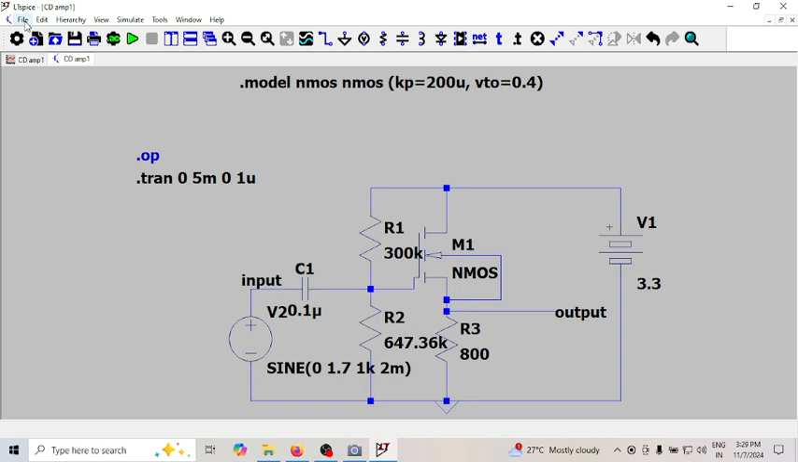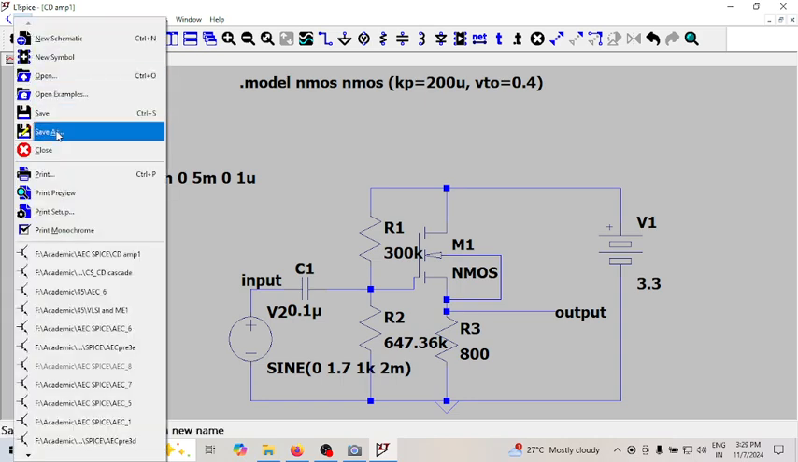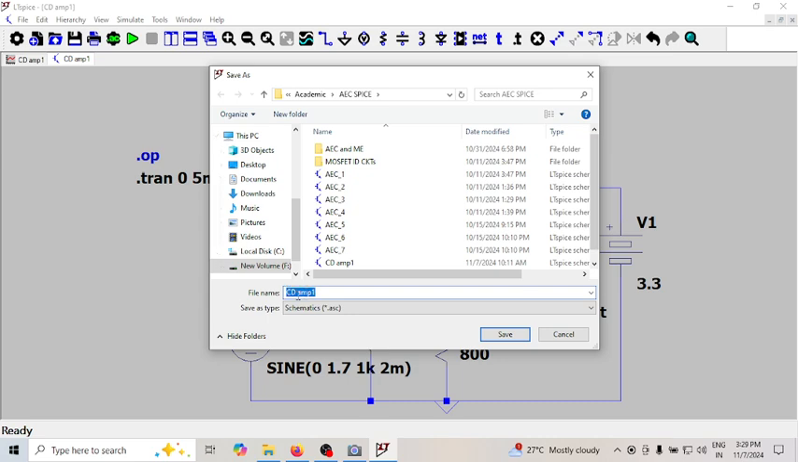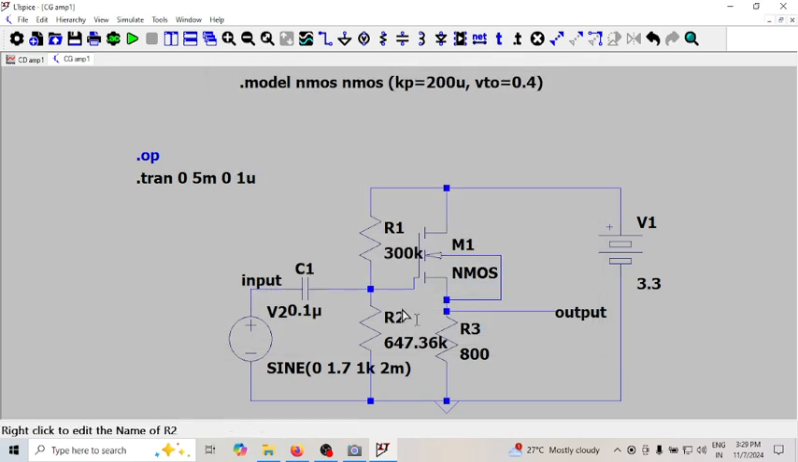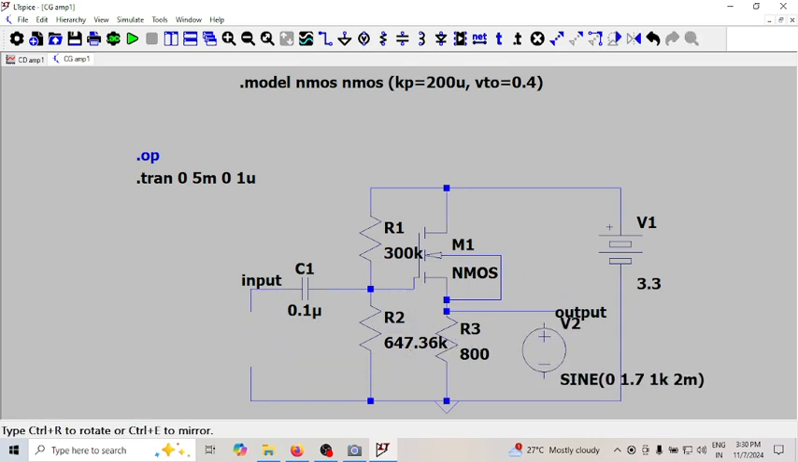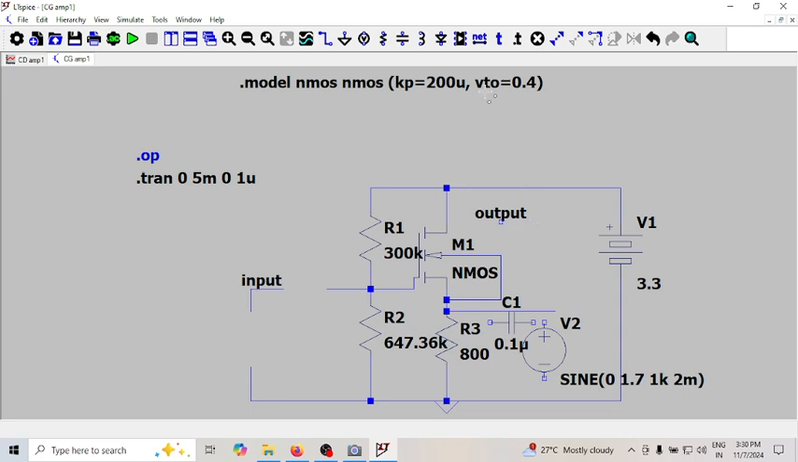So what I'll do is I will save as CG amplifier, because that is a CG amplifier. Let me make the necessary changes. Okay, I'll move this input voltage from here to here, and this capacitor also move from there to here, and my output is not this point. I will move my output from here to here, and let me insert a resistor also here.